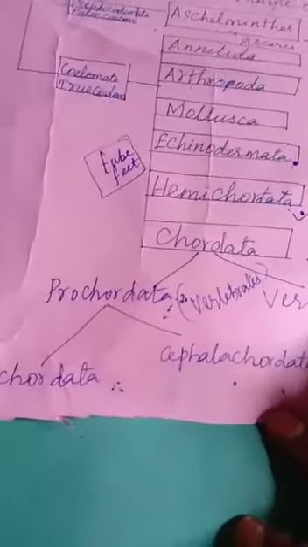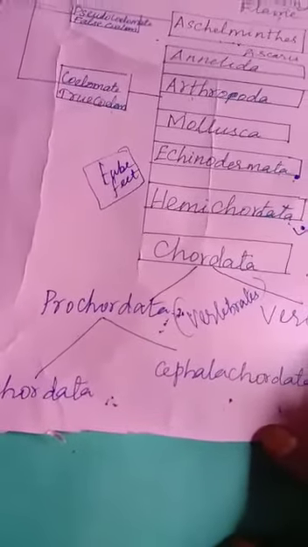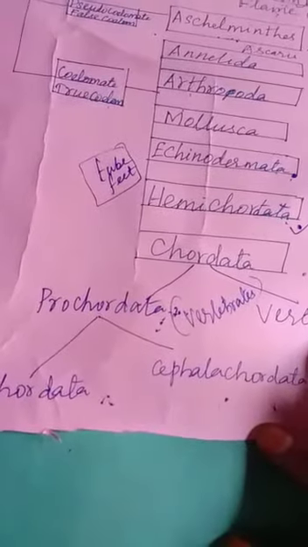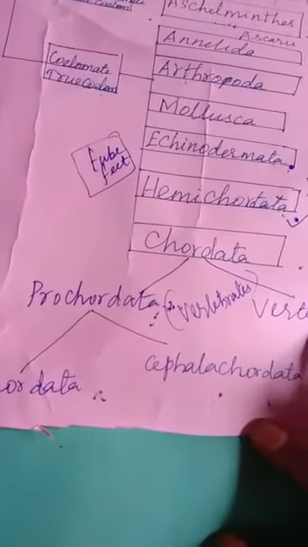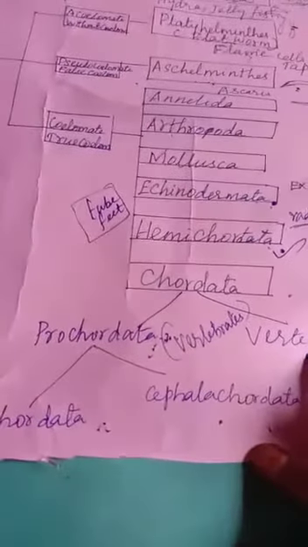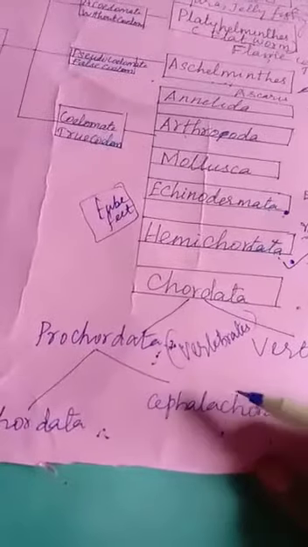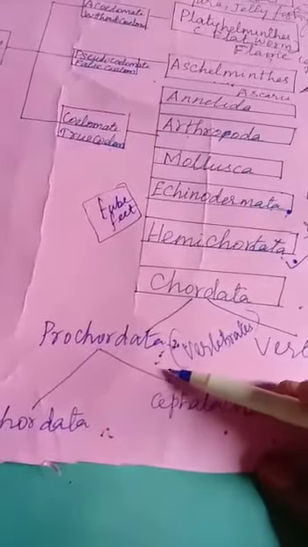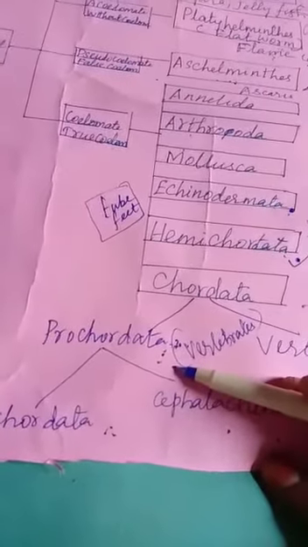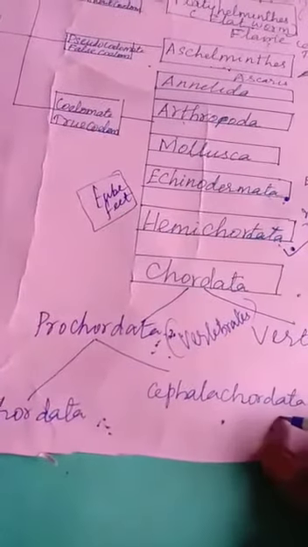Prochordates are considered as a forerunner of vertebrates. Forerunner means ancestor of vertebrates. Based on the nature of the notochord, the prochordata is classified into subphylum urochordata and cephalochordata.